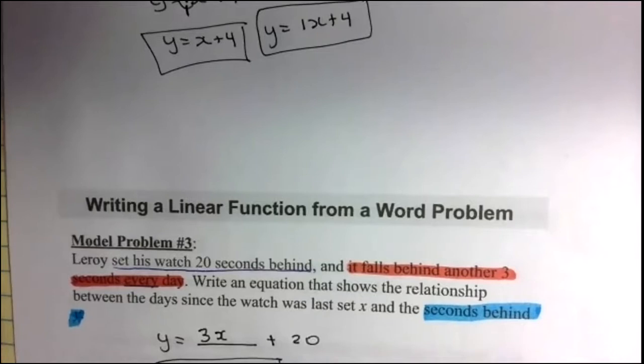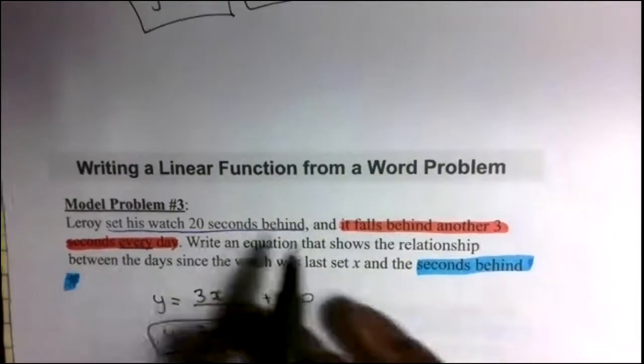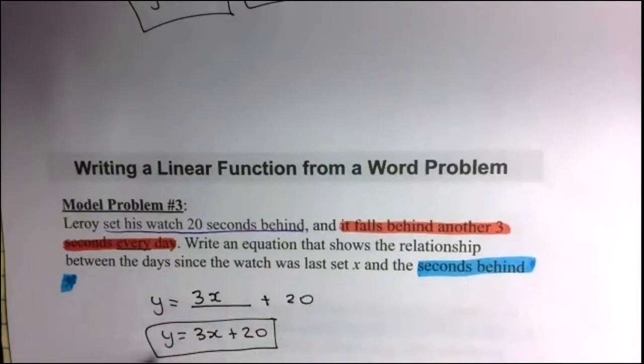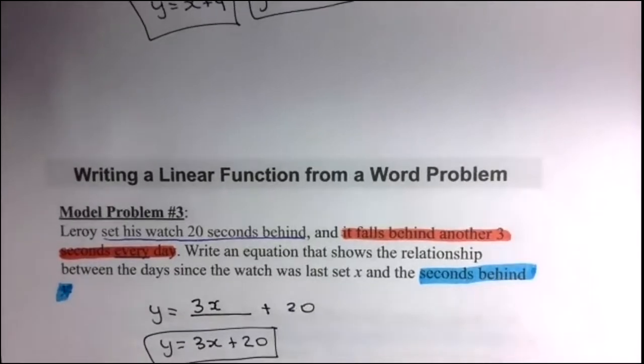And pretty much this is just how you write a linear function from a word problem. That's how you do it. y equals 3x plus 20. So for every second or every day, you put the value there.